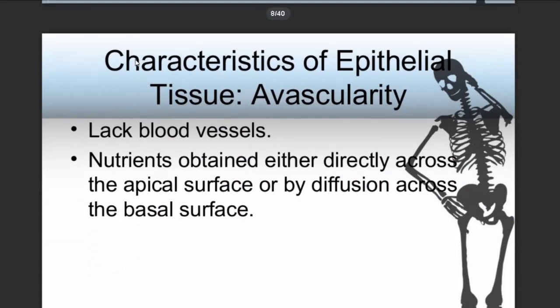Characteristic of epithelial tissue on the basis of avascularity, meaning it doesn't have any blood vessels. It obtains nutrients directly across the apical surface or by diffusion across the basal surface.